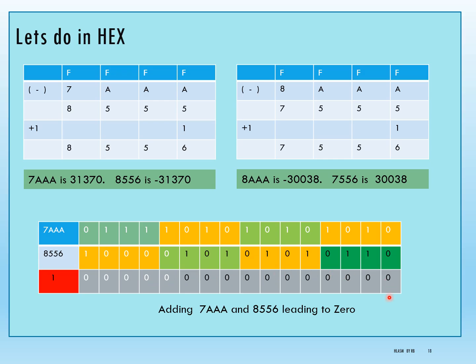If you really notice it here, you start seeing there is a pattern here. Except for the last two bits, which are the same value, wherever there is a 0, it became 1, or wherever it is a 1, it became 0. You can add these two, 7AAA and 8556, and everywhere it will become 0, because everywhere you are getting 10, and finally the 1 goes here and the 1 will get discarded, and that is how the whole value will become 0, adding 7AAA and 8556 leading to 0.